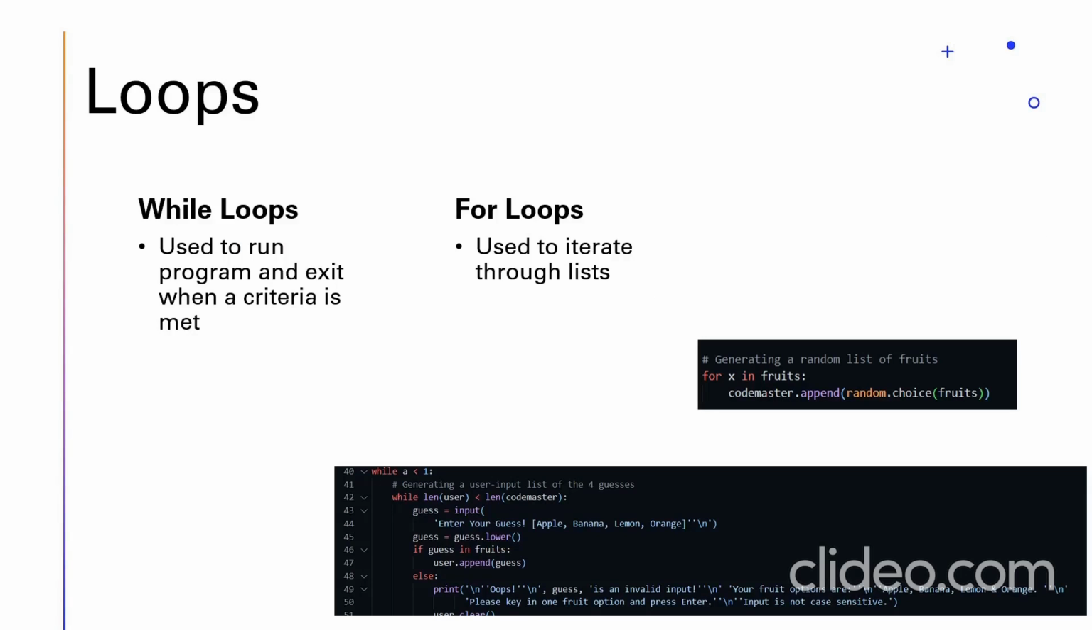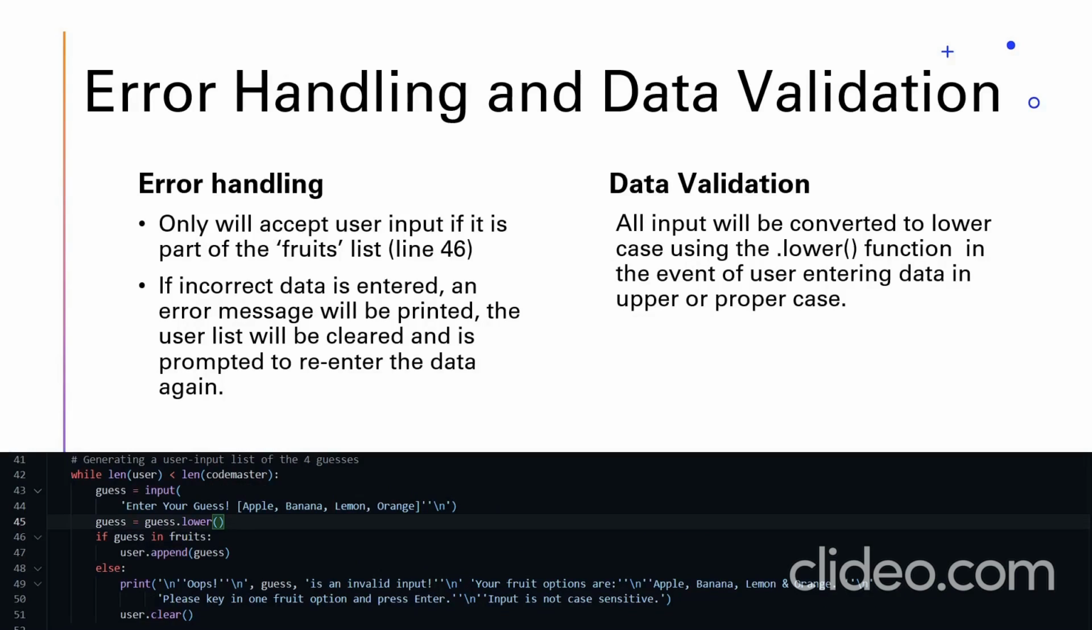While loops and for loops were both used in this program as well. The while loop was used to run the program and exit when the criteria is met. And the for loop is used to iterate through the lists when comparing the fruits from the user list and the randomly generated list.